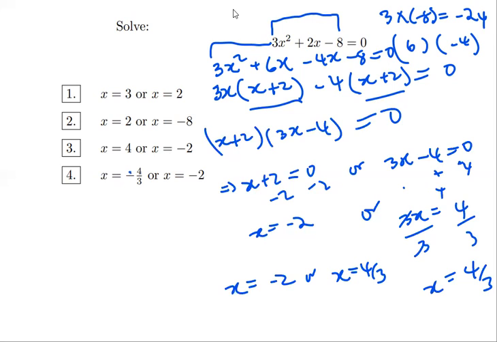Well, this should be a positive here. So this here is our correct answer, but this should be positive. So my bad, my fault on my part for not seeing that.